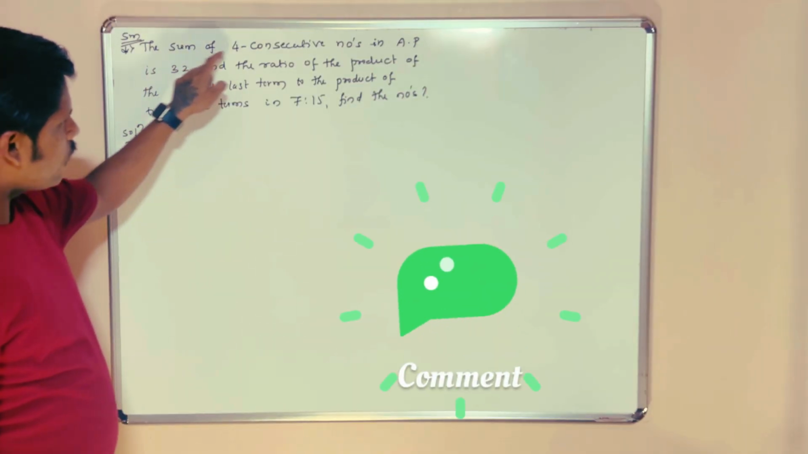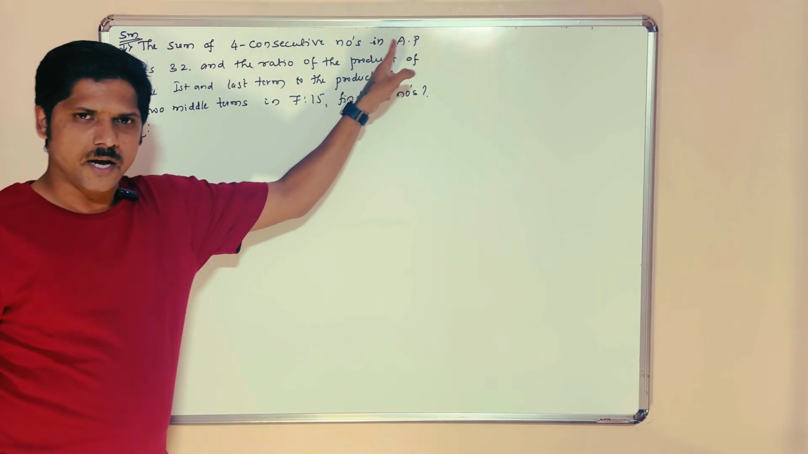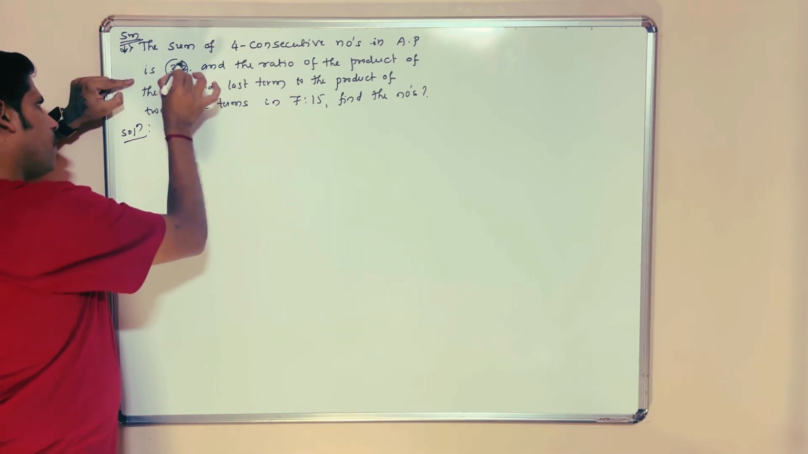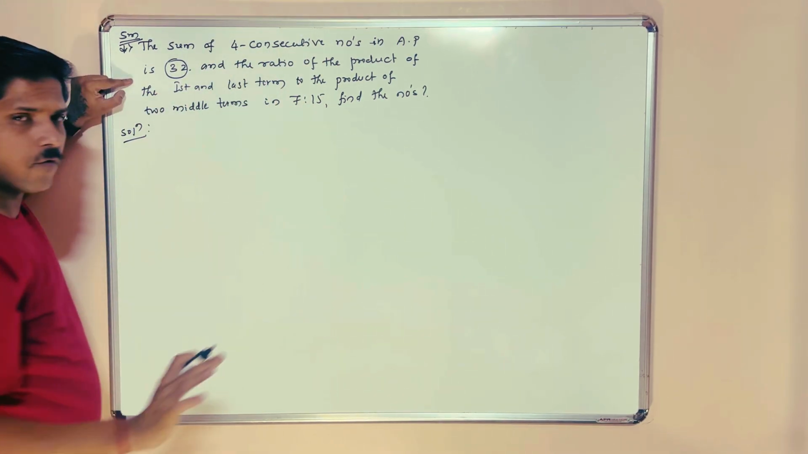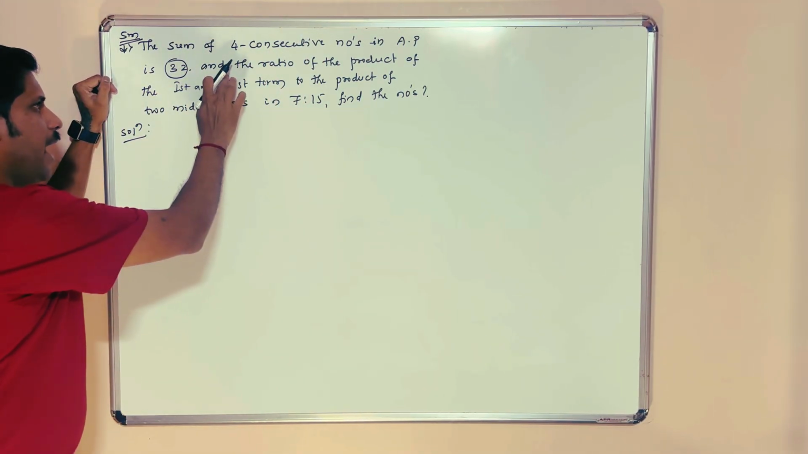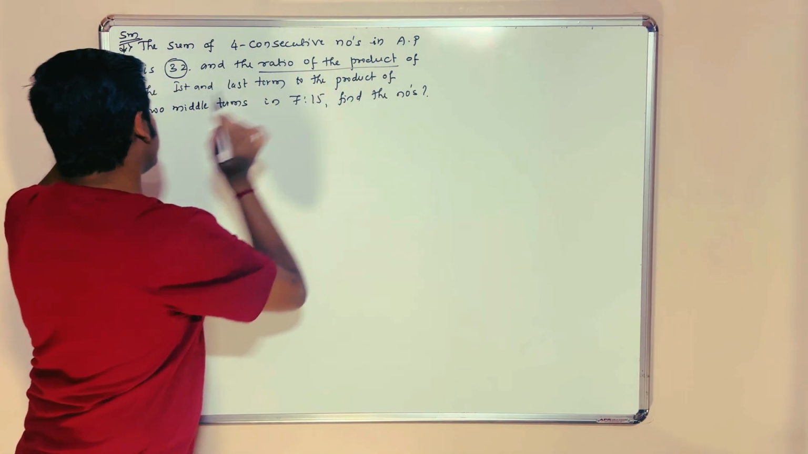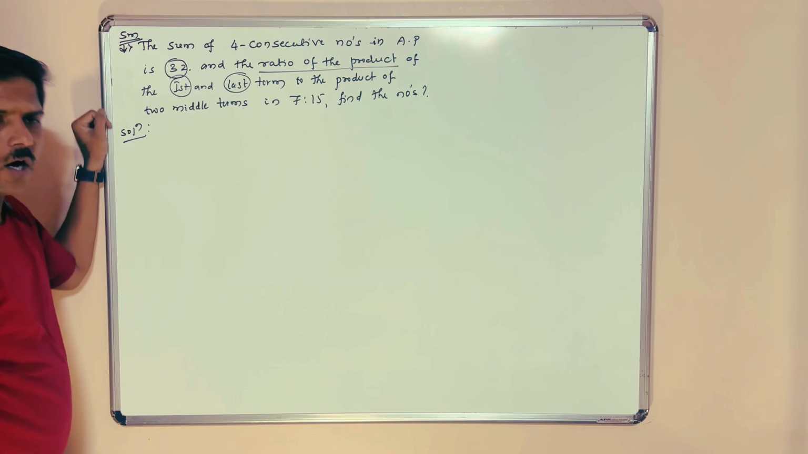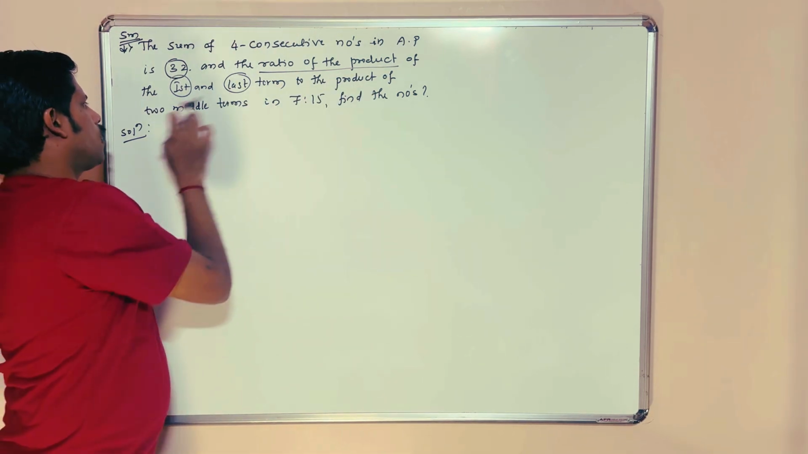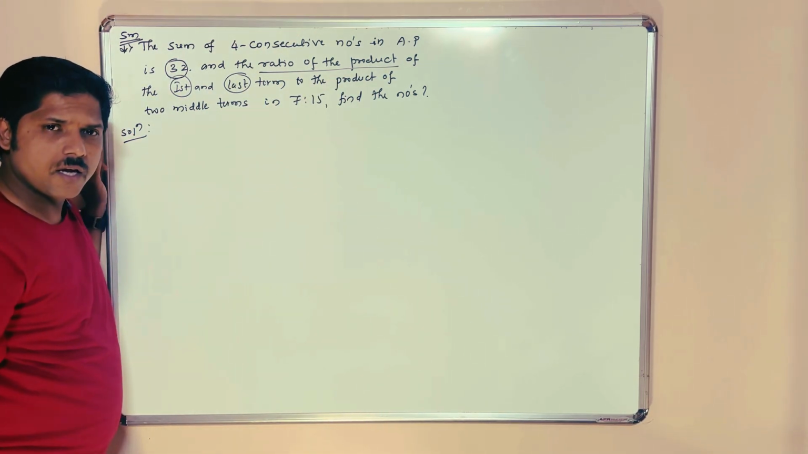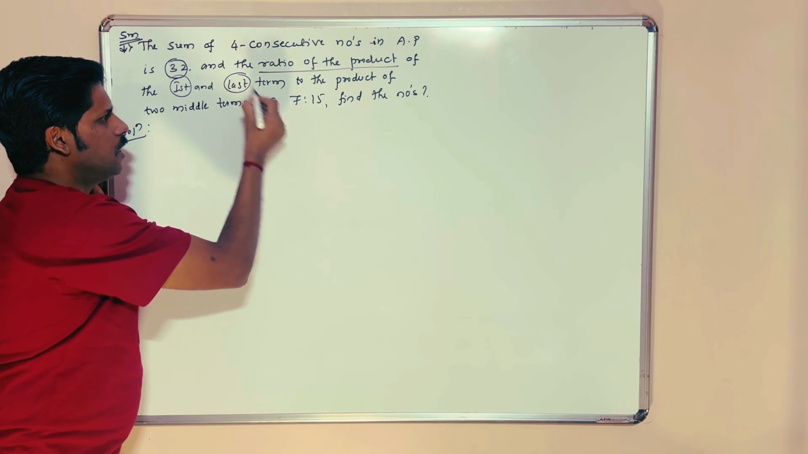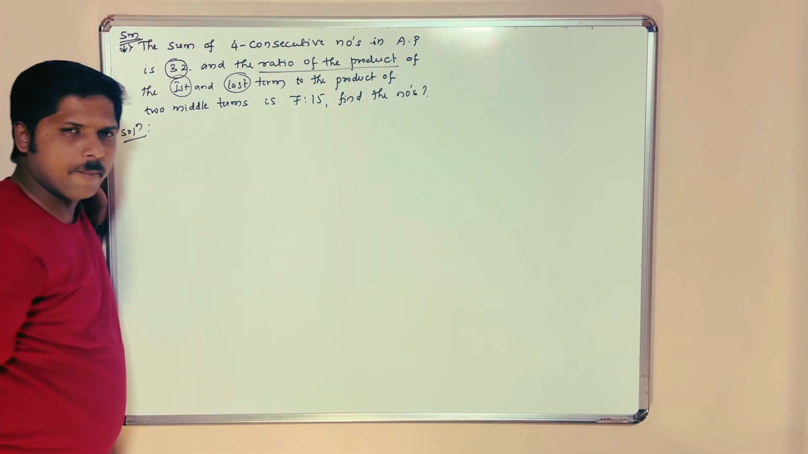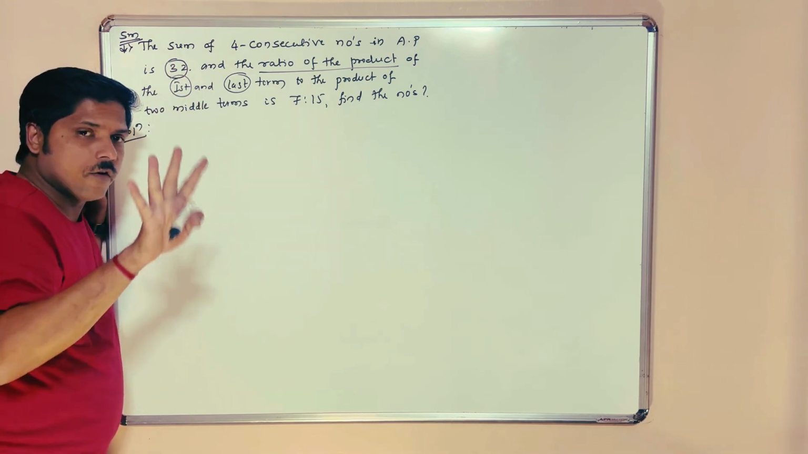So the sum of 4 consecutive numbers in AP is 32, and the ratio of the product of first and last term to the product of two middle terms is 7:15. Then we have to find those 4 numbers.